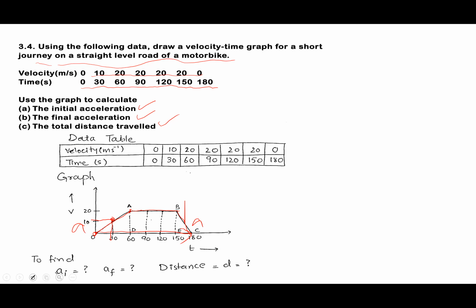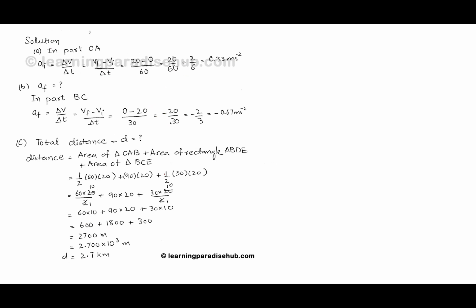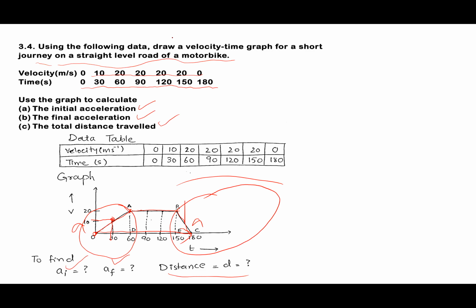So first initial acceleration, final acceleration, distance traveled. During this journey we will calculate initial acceleration and the distance traveled during the whole journey. So acceleration is equal to change in velocity divided by change in time. So first, this is 20, which is the final velocity. This is 0, which is the initial velocity. See, initial velocity, final velocity during this journey.